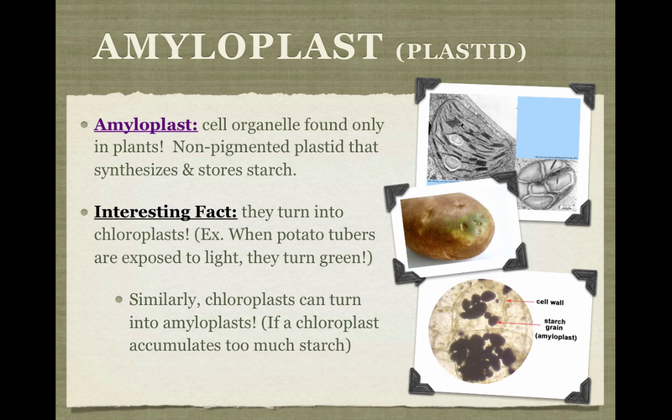For example, when you've got your potato tubers, when they're exposed to light, they turn green. And similarly, chloroplasts can turn back into amyloplasts. If a chloroplast accumulates too much starch, then it will become an amyloplast. So they kind of switch back and forth from each other, amyloplast to chloroplast, depending on how much light and how much starch it's made up of.